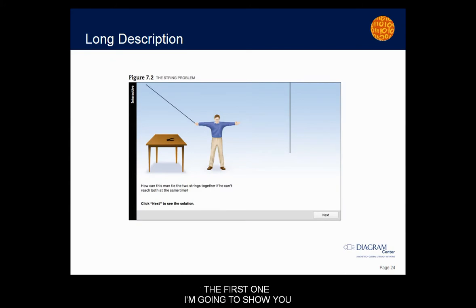The first one I'm going to show you is called the string problem. And it's an interactive that relies largely on visual information. The interaction itself is not too complex, but there's a lot going on the screen that you need to know if you can't see the screen. So it's a little bit difficult to demonstrate these live in a webinar.